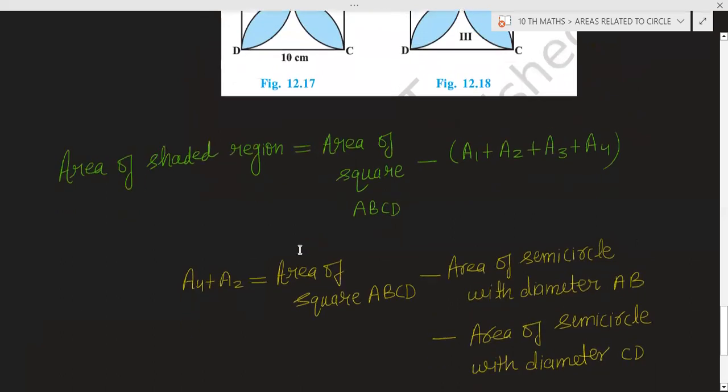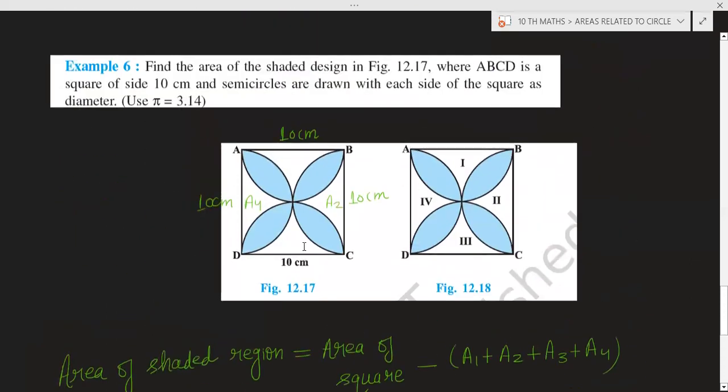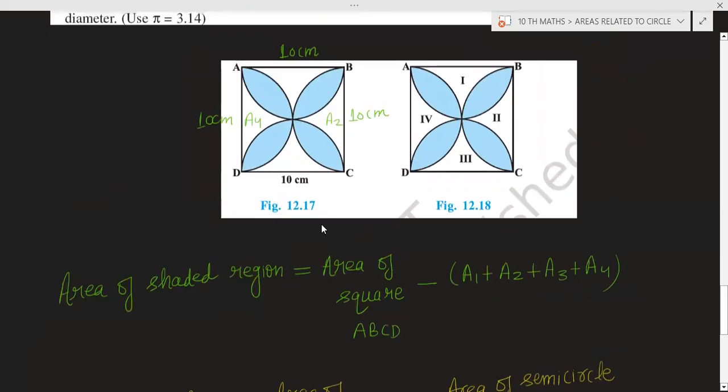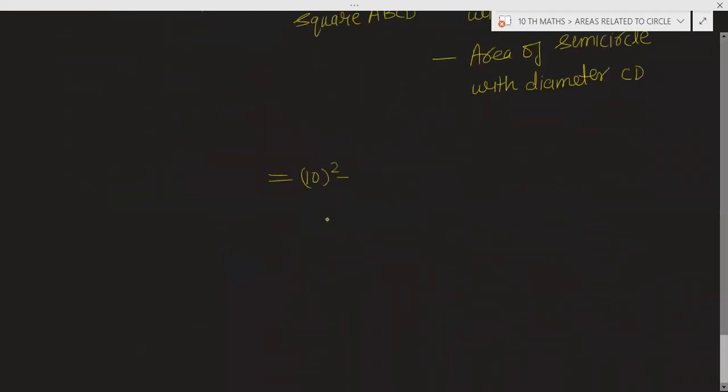Area of semicircle will be pi r square by 2, and the radius of this semicircle and this semicircle will be same. So it will be pi r square by 2 minus pi r square by 2. So it will become 10 square, means 100, minus pi r square by 2 minus pi r square by 2. It will become pi r square.